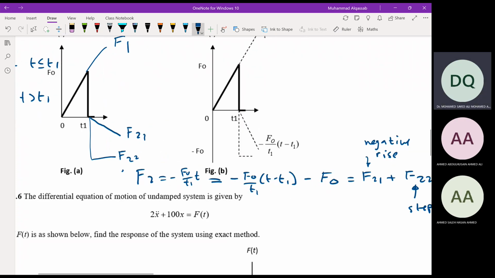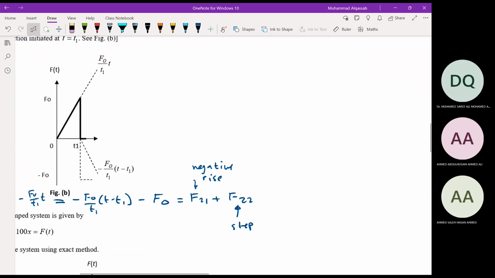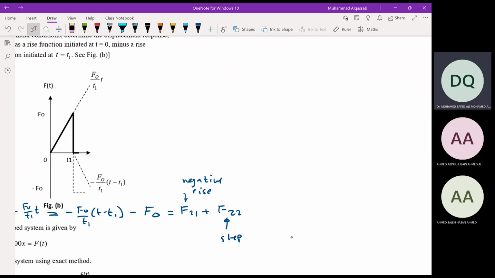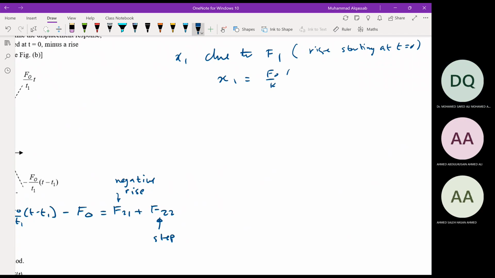And then the solution you will find is due to F1, and then due to F21, and due to F22. Okay, so X1 due to F1, which is a rise starting at t equal to 0. So X1 becomes F naught over K, T over T1 minus sine omega n t over omega n t1. Okay, and then you can substitute.